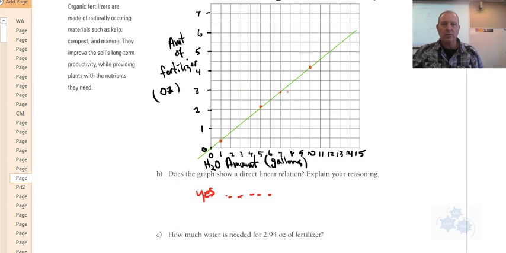Looks like it lands right on this line. You see that? Looks like it's exactly 7. See that? So using the graph, probably your best guess would be 7. And that's 7 gallons. Okay.